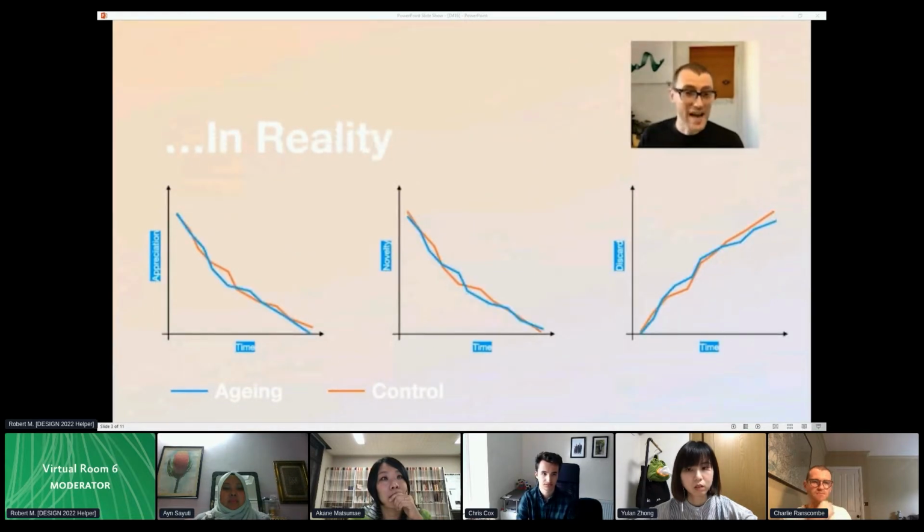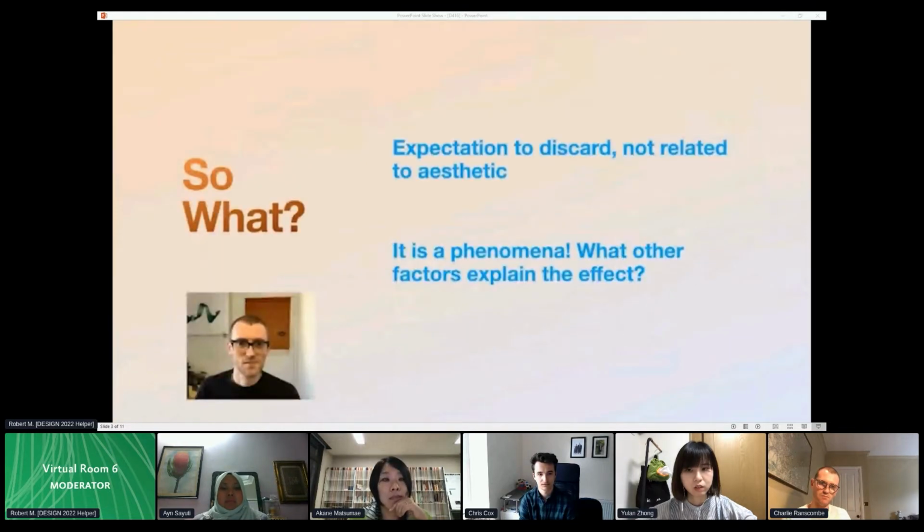However, what we actually saw is no statistical difference. So really, the fact that the products were aging versus the product which did not age at all attracted the same decreasing appreciation, novelty, and increasing willingness to discard. So what does that tell us?